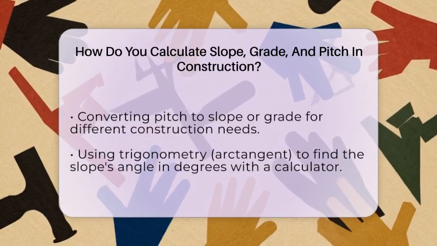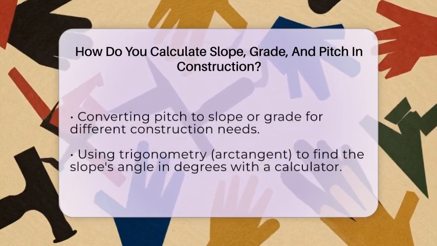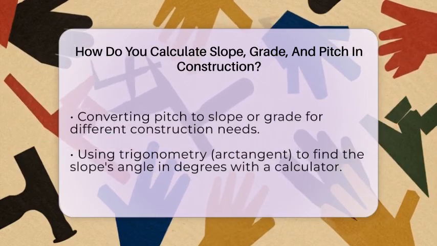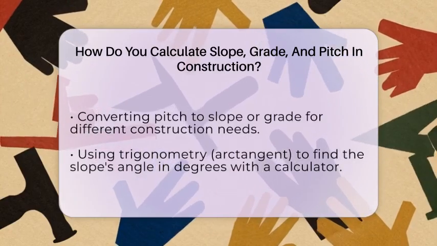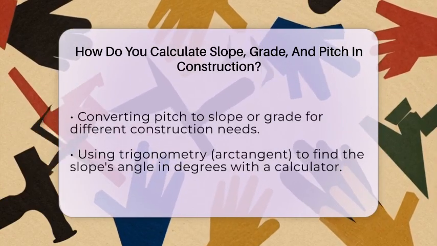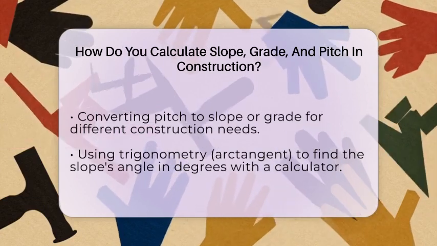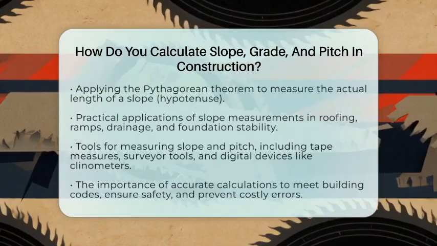Measuring the actual length of a slope, called the hypotenuse, is done with the Pythagorean theorem. Square the rise and the run, add those numbers, then find the square root of that sum. This gives you the true length along the incline, which is useful for ordering materials like roofing shingles or paving materials. In construction, these calculations are used everywhere.